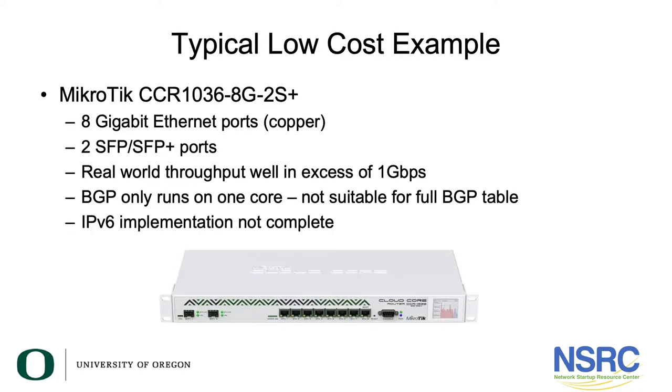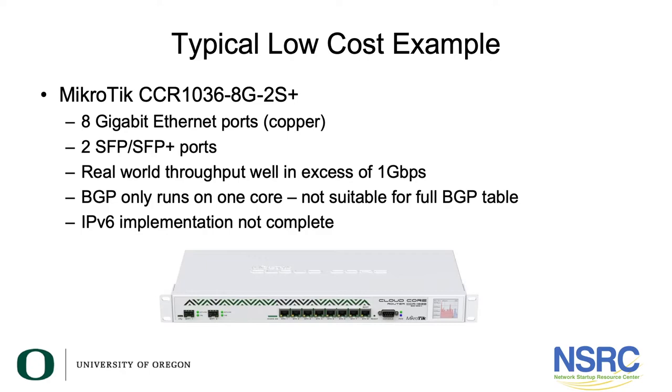So let's look at a low-cost example first. We've included the MikroTik CCR1036 as an example. It's got 8 gigabit Ethernet ports in copper. It's got two SFP or SFP plus ports, so supporting 1 gig or 10 gig, depending what's plugged in. And its real-world throughput is well in excess of a gigabit per second.